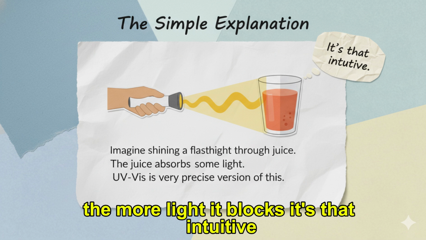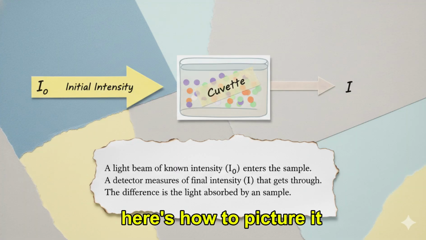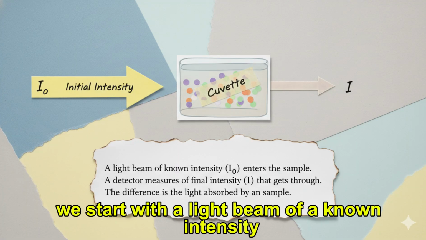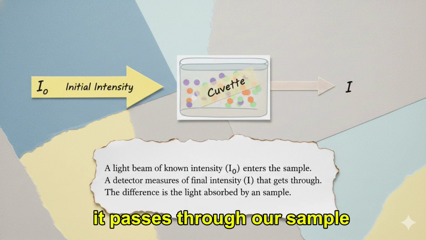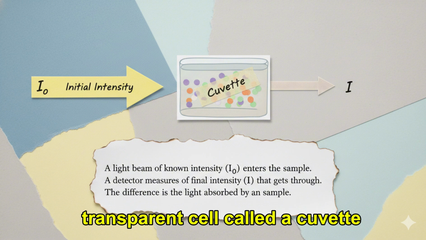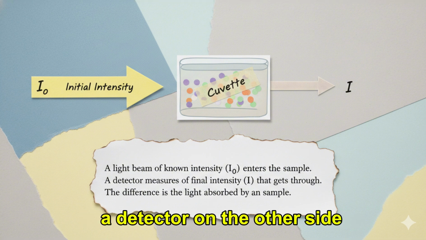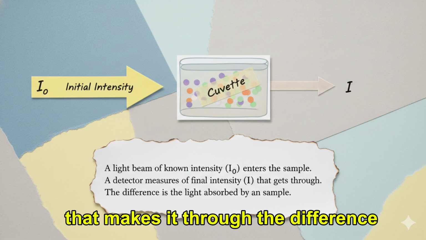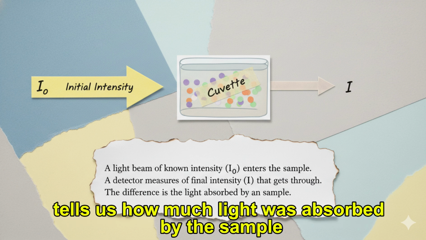It's that intuitive. Here's how to picture it. We start with a light beam of a known intensity. It passes through our sample, which is held in a small transparent cell called a cuvette. A detector on the other side measures the intensity of the light that makes it through. The difference tells us how much light was absorbed by the sample.